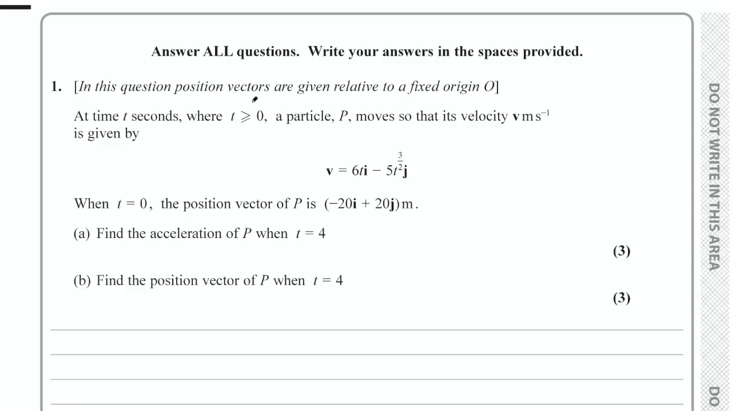Question 1 says, in this question, position vectors are given relative to a fixed origin O. At time t seconds, where t is greater than or equal to 0, a particle P moves so that its velocity v meters per second is given by v equal to 6ti, take 5t to the power of 3 on 2 j. When t equals 0, the position vector of P is negative 20i plus 20j meters. Part A says, find the acceleration of P when t equals 4.